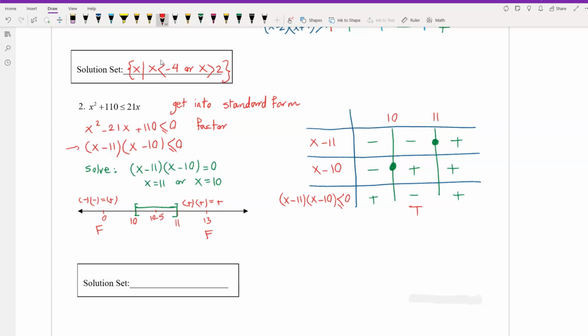Here I can use 10.5. So 10.5, using this one, 10.5 minus 11, we have negative. 10.5 minus 10, we have positive. Negative times positive is negative. And the answer is asking for less than or equal to 0, so that should be negative. And here is the only part that is negative, so this is the answer, between 10 and 11. So the solution set: x such that x between 10, 11 inclusive.